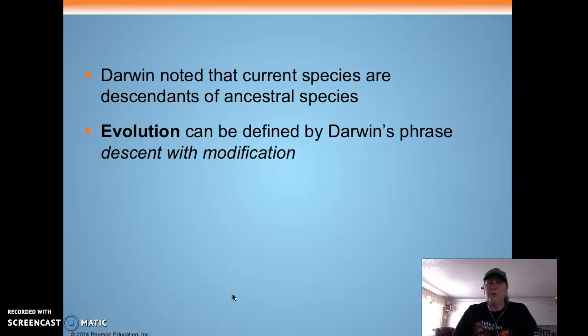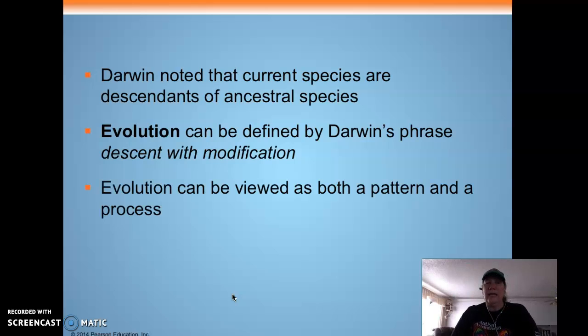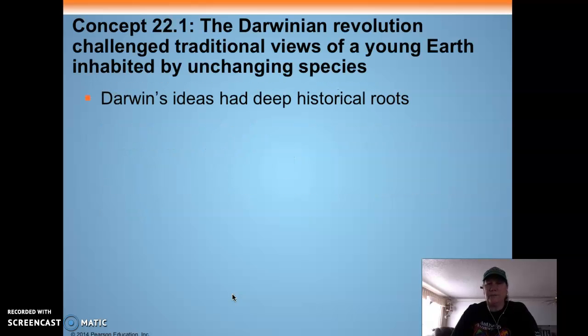And really, what evolution is, is descent. As you have more and more offspring, they're modified. Okay, and so evolution is really a pattern and a process. There's a pattern based on the environment and a process that occurs over several generations to change so that they don't look like their ancestors did. There are some characteristics that are obviously the same, but things change.